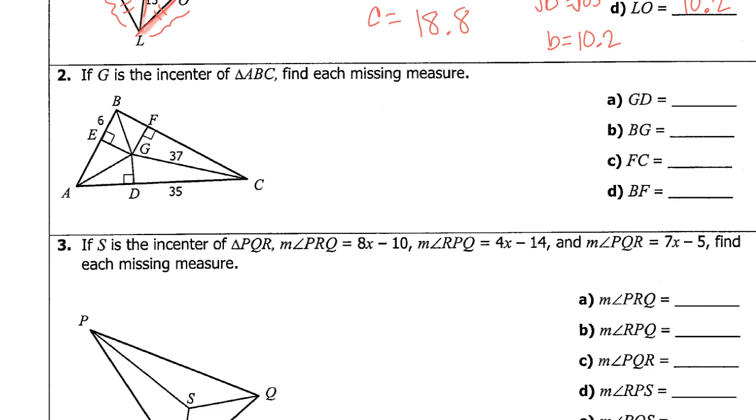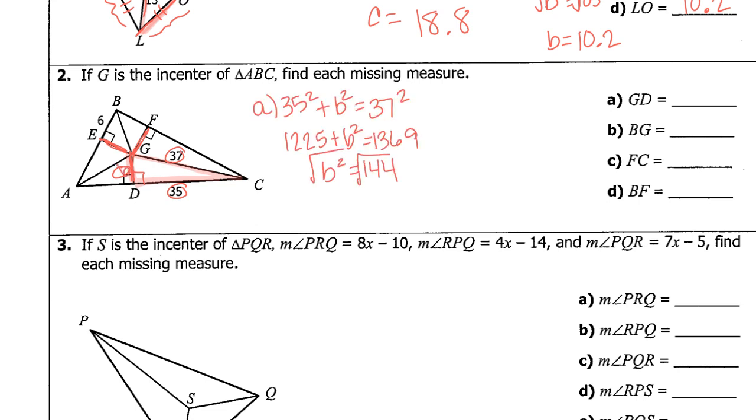All right, for number 2, we're still dealing with an incenter. I need to find the length of GD. So GD is this one here. I'm going to look to see if any of the other lengths are given that it's congruent to. Unfortunately, it doesn't give us the length, so we're going to have to use Pythagorean theorem. So I can say 35 squared plus my B squared, that's what I'm trying to find, equals the hypotenuse squared. So the length of GD is 12.